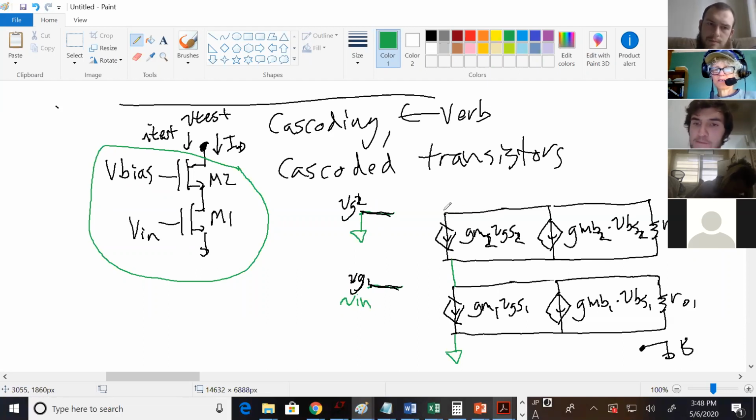And then one thing that I see some people do is they're so used to doing common emitters and common sources that they try to draw V out down here. But V out has to go on the same terminal as it did on your original schematic, your original circuit drawing. So that would be right here.